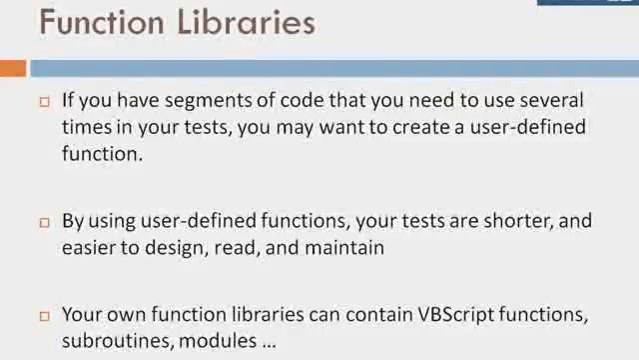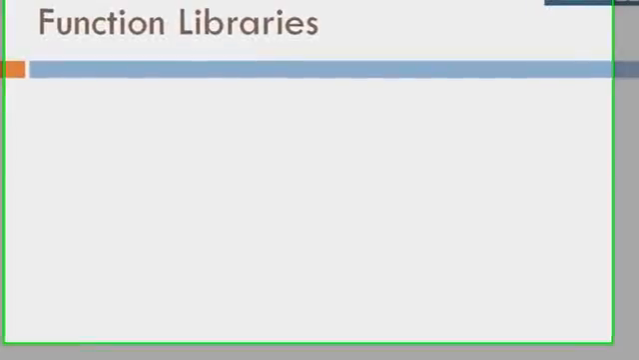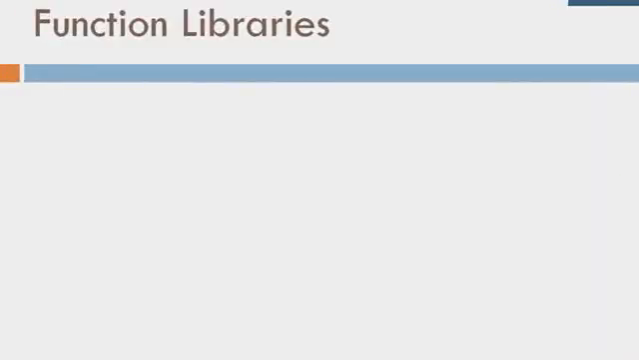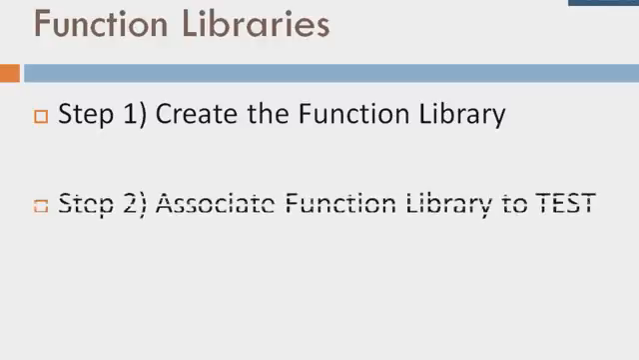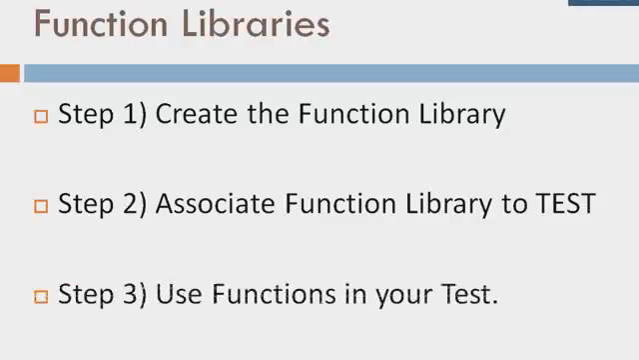Your own function libraries can contain VBScript functions, subroutines, modules, and so on. You need to follow 3 simple steps to use a function from a library in your test. Step number 1. Create the function library. Step number 2. Associate function library to test. Step number 3. Use functions in your test.